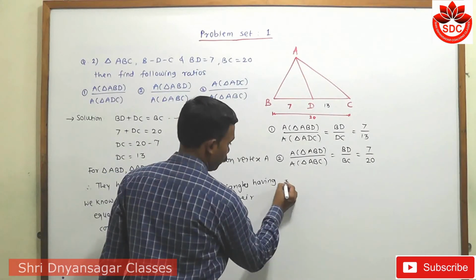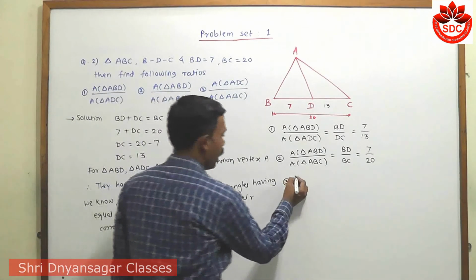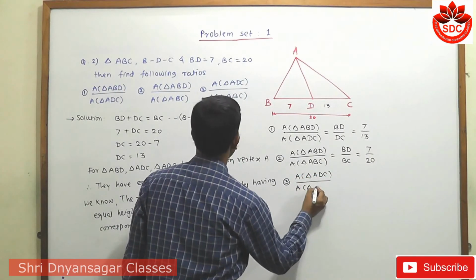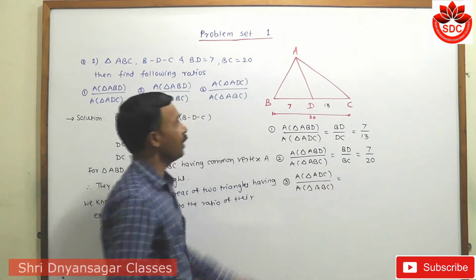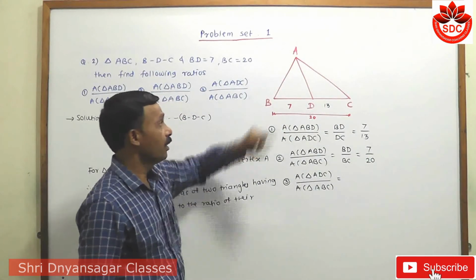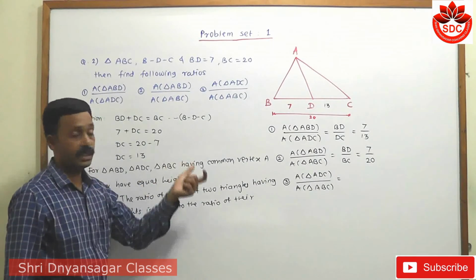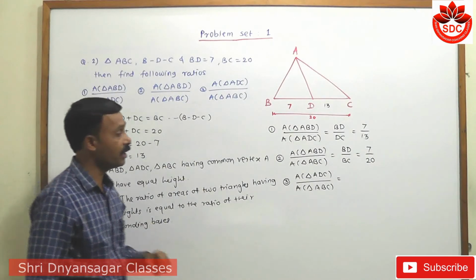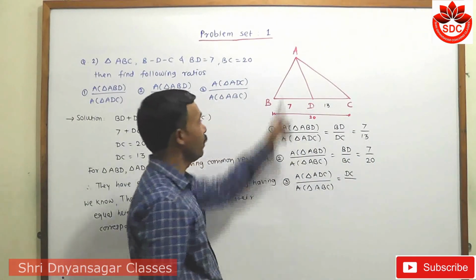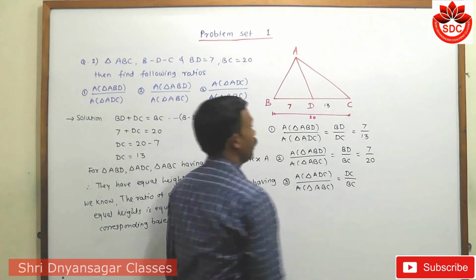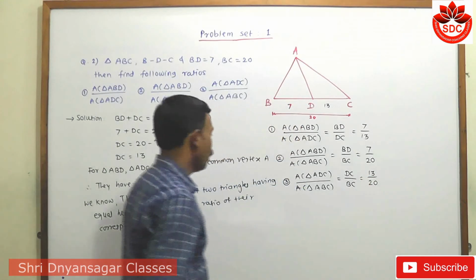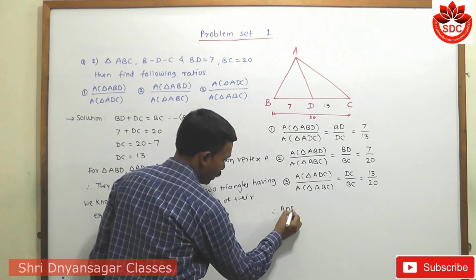Then the third ratio. Third ratio is area of triangle ADC upon area of triangle ABC. Look at triangles ADC and ABC, which also have A as the common vertex. Then their height is also equal. If the height is equal, then the ratio is equal to their corresponding bases. The base of ADC is DC and the base of ABC is BC. The value of DC is 13 upon how much? 20. Now, therefore, the answer in full sentence.